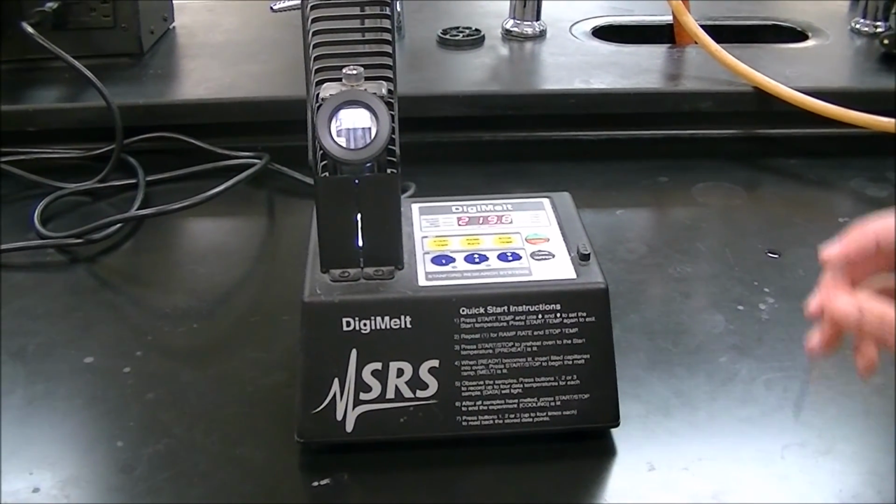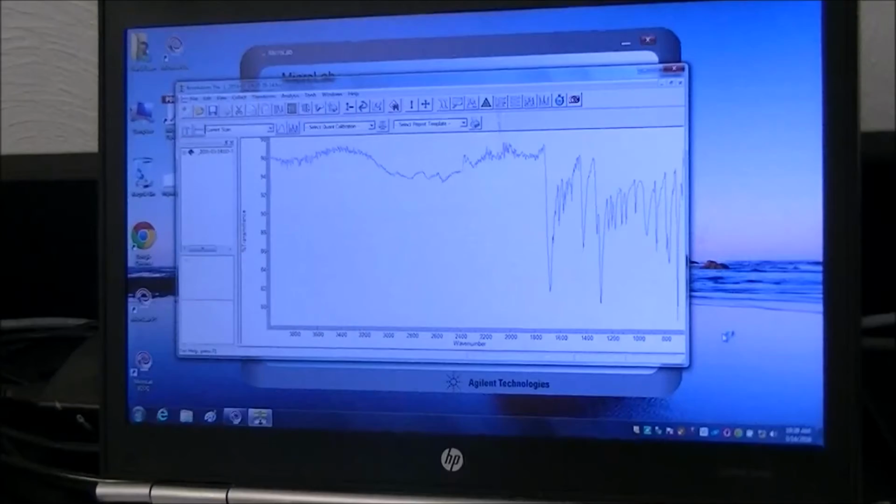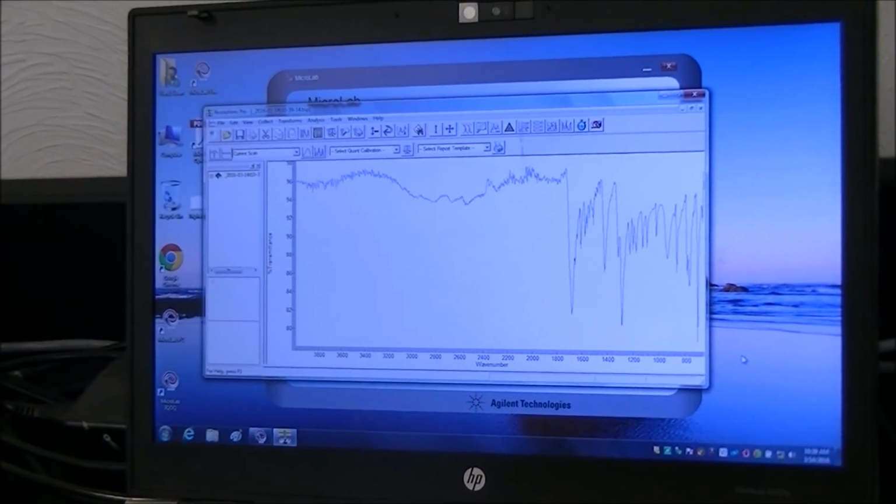Obtain a melting point of your product. Obtain an IR spectrum of your sample.